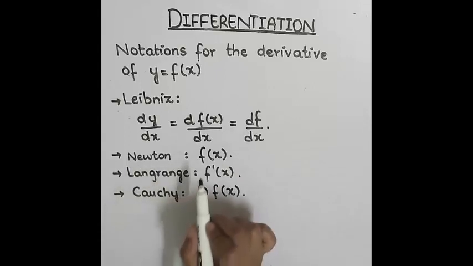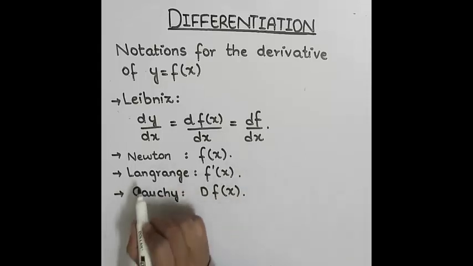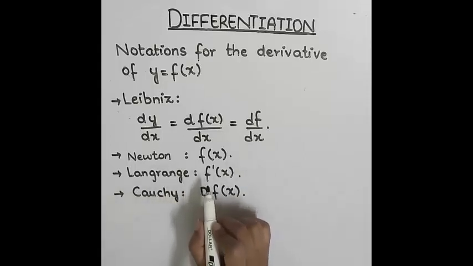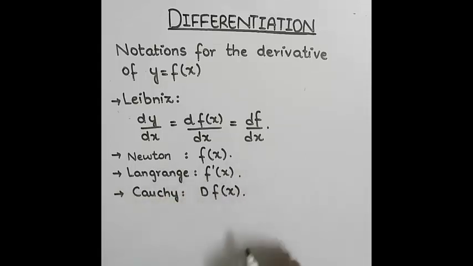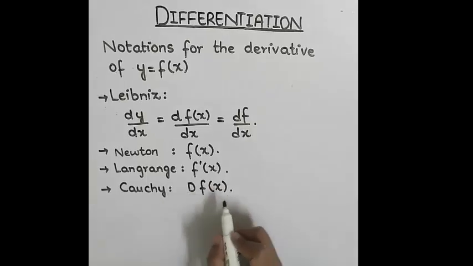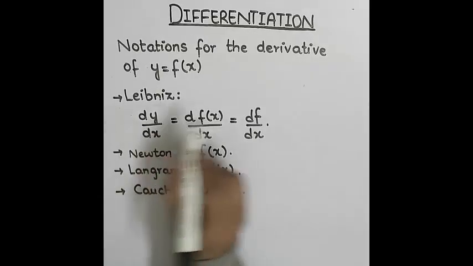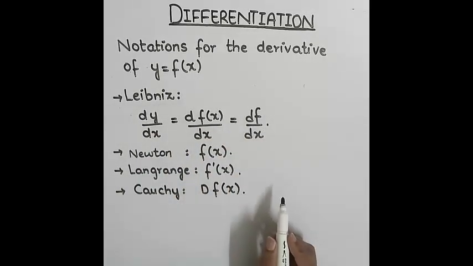Newton represented it as f dot of x. Lagrange represented it as f dash x. And Cauchy represented it as d of f(x), meaning differential of f(x). And this is asked in many papers as an objective question.